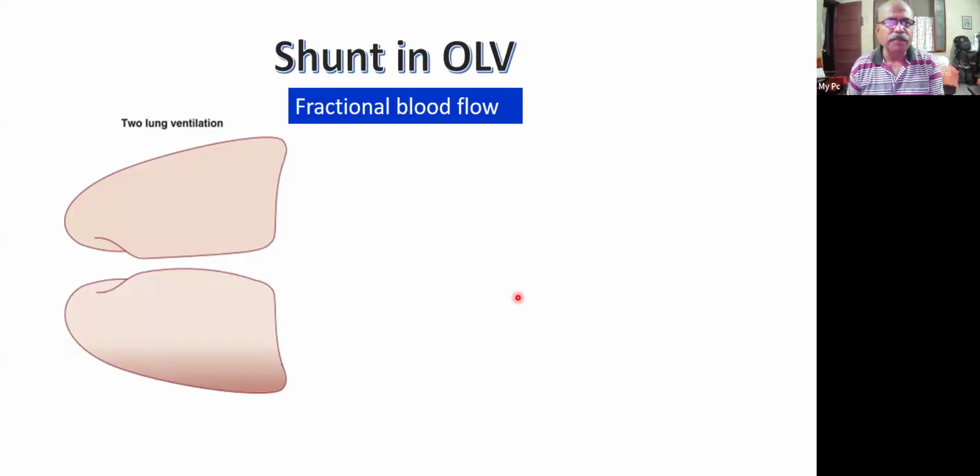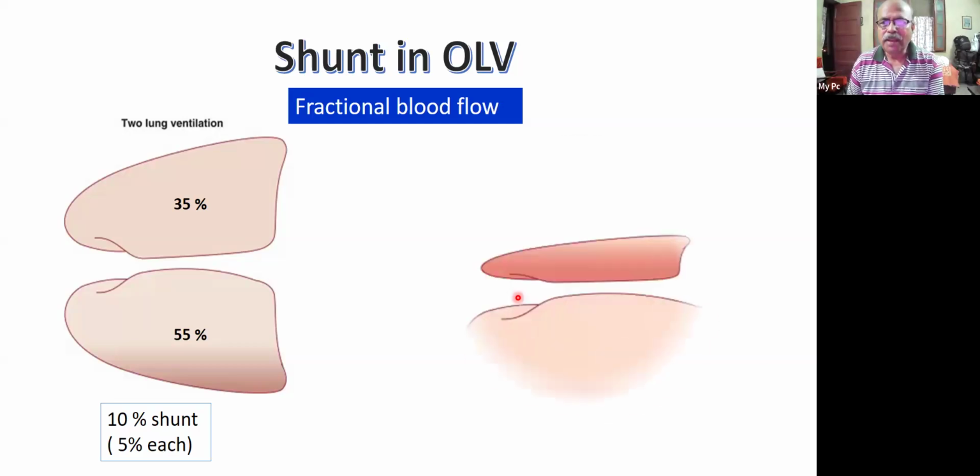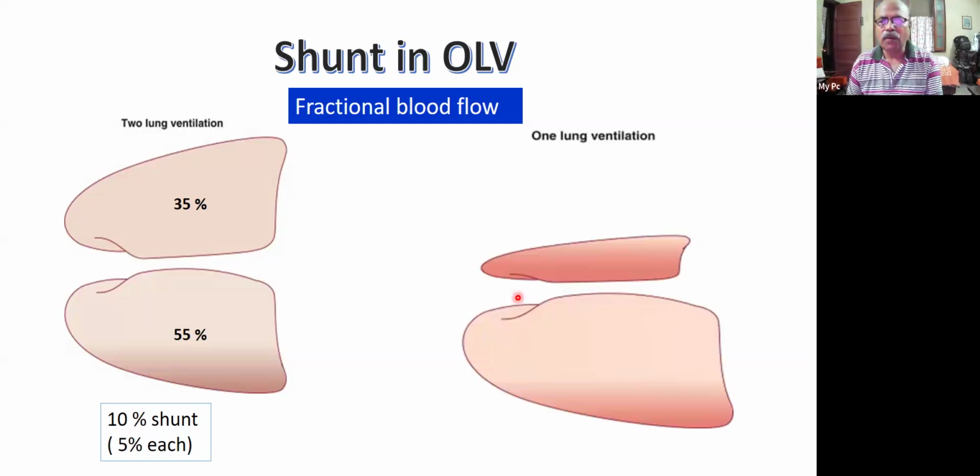So what is the fractional blood flow? In two lung ventilation, supposing we have 40% in the upper lung and 60% in the lower lung. Now, if there is a 10% shunt and we have a 5% shunt in each lung, then the distribution is 35 to 55%. What is happening when we are doing a one lung ventilation now? The perfusion is still 35% in the upper lung and in the lower lung is 55%. So 35% is totally shunt plus the 10% shunt here will give a 45% shunt. Is this true?